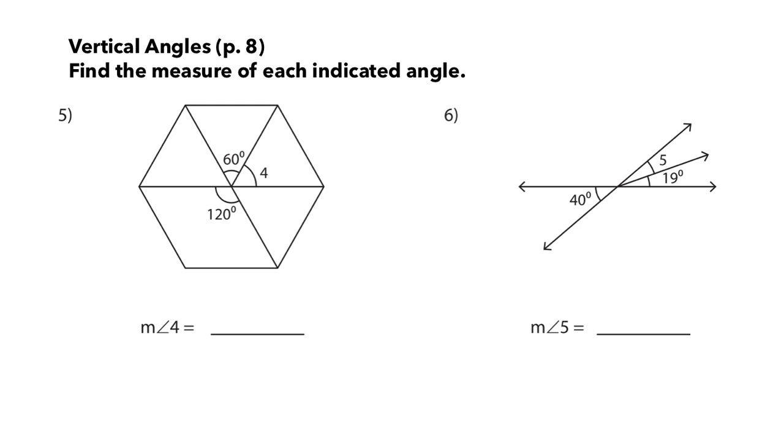Remember, we don't want to go by what something looks like or what it appears to be. We want to have all the evidence to prove it. All right, 5 and 6. Okay, let's take a look at number 5.